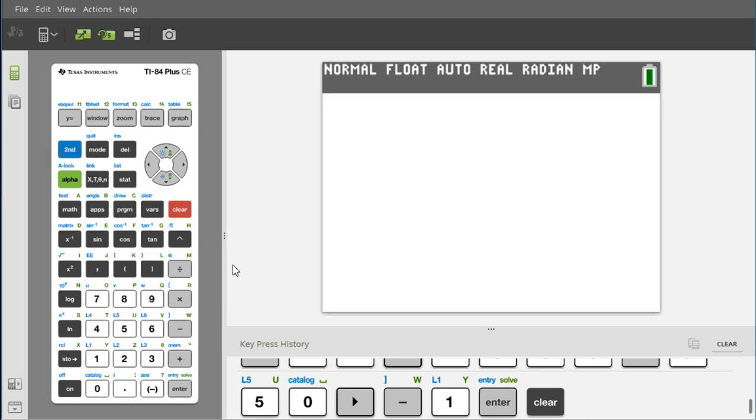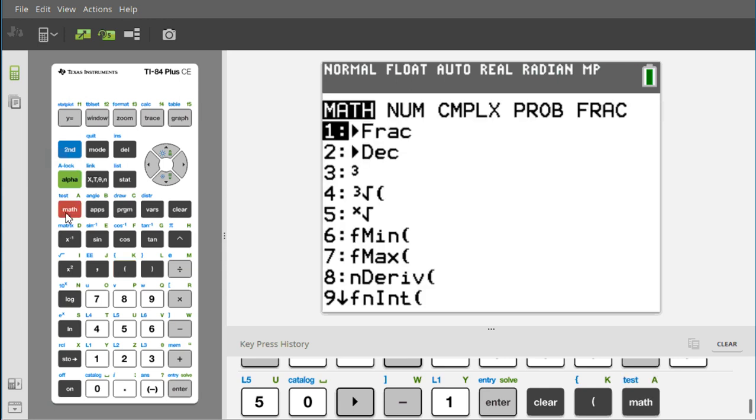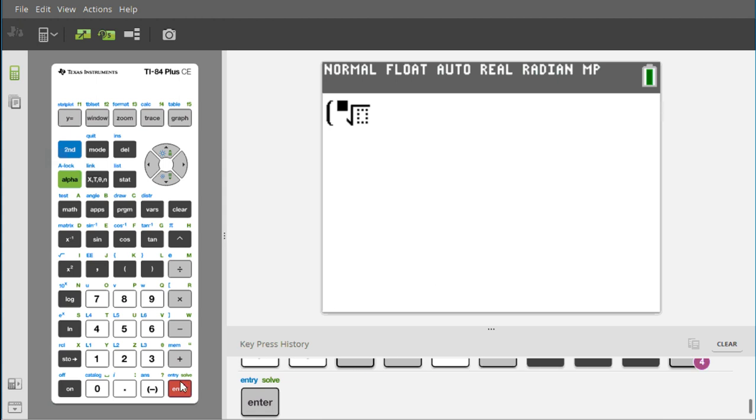And so I'll begin with some brackets. And inside the brackets, I'm going to have that 14th root worked out. So I'll go to math. I'll arrow down to number 5. Press enter. It's the 14th root that I'm working out. I'll arrow to the right.